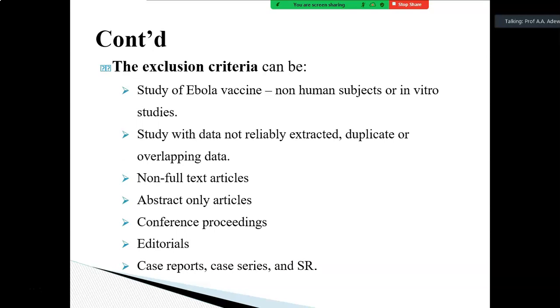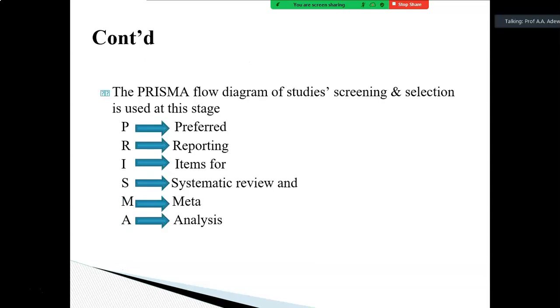The exclusion criteria can be study of Ebola vaccine in non-human subjects or in vitro studies, study with data not reliably extracted, duplicated, or overlapping data, non-full text articles, abstract-only articles, conference proceedings, editorials, case reports, case series, and systematic review. The Prisma flow diagram of study screening and selection is used at this stage. Prisma is preferred reporting items for systematic review and meta-analysis.